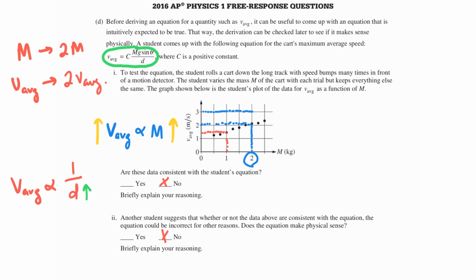A good part of the rubric that the College Board uses for this question states that, if instead of talking about d, a student wanted to talk about the dependence of v average on the angle, then they could earn a point here, but full credit is only awarded if a student inspects all of the variables and notices that d is not in the correct place. Because regardless of whether or not theta is in the right spot, the equation doesn't make physical sense due to the fact that d is in the denominator.